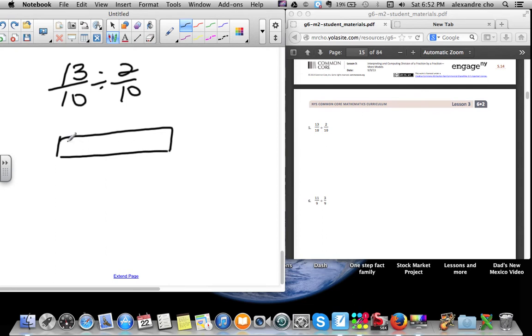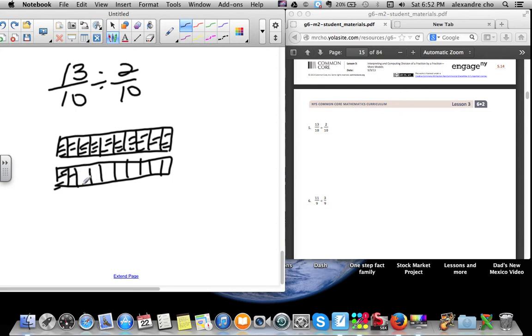And you need something that's cut into 10. 1, 2, 3, 4, 5, 6, 7, 8, 9, 10. And another one cut into 10 pieces. 1, 2, 3, 4, 5, 6, 7, 8, 9, 10. And let's shade these. Let's just use black. So we have 3 tenths, 4 tenths, 5 tenths, 6 tenths, 7 tenths, 8 tenths, 9 tenths, 10 tenths, 11 tenths, 12 tenths, 13 tenths. Okay? So you have something that's cut up. How many 1 tenths do you have? You have 13 of them.